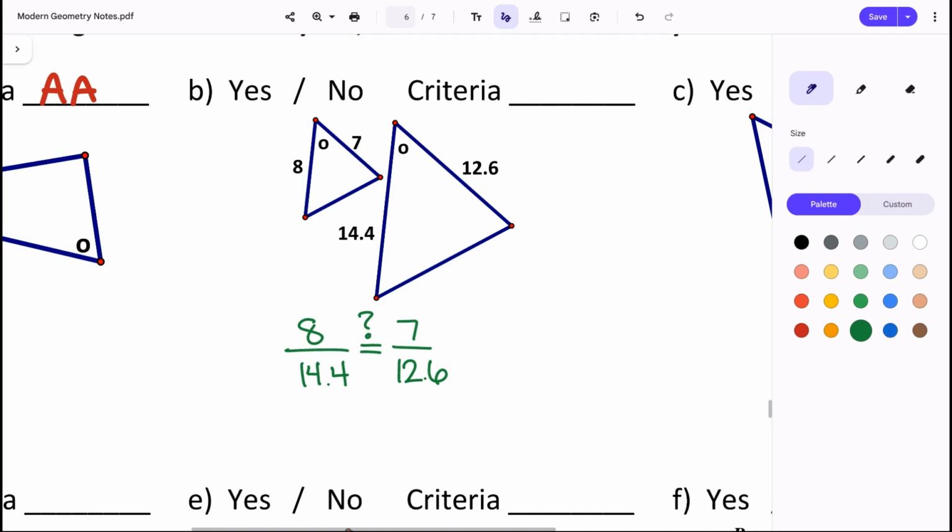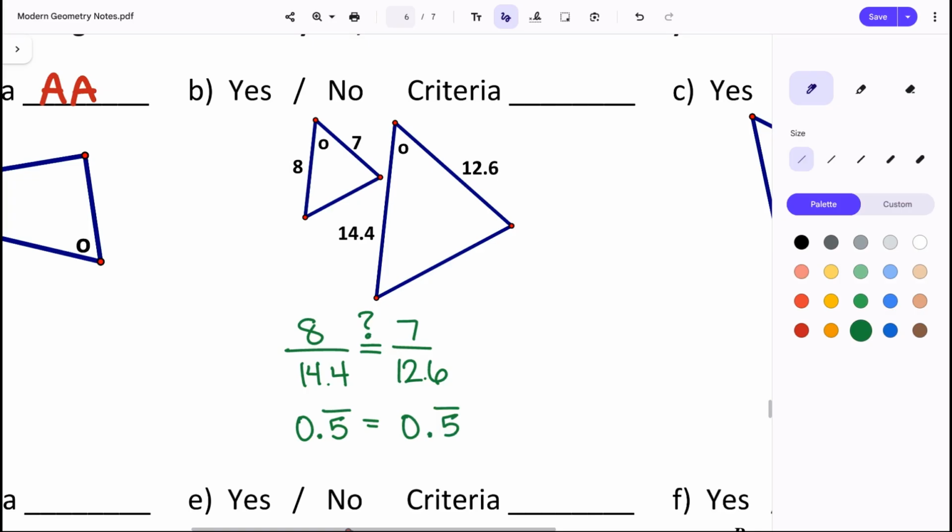So can someone tell me what is 8 divided by 14.4? 0.5 repeating. And how about 7 divided by 12.6? Same thing? That's what I want to see happen.